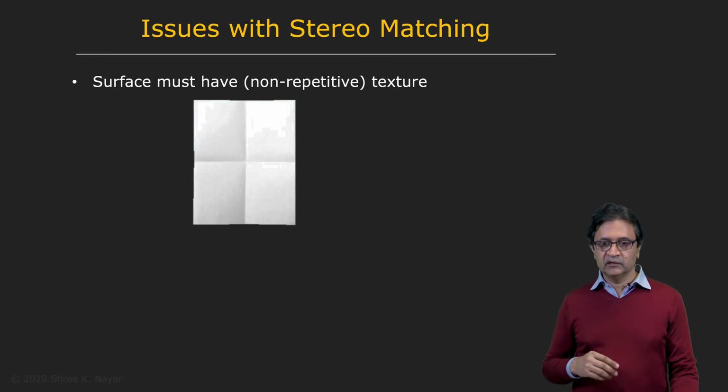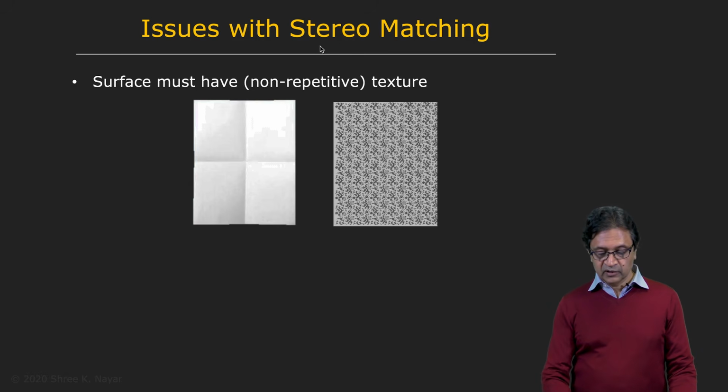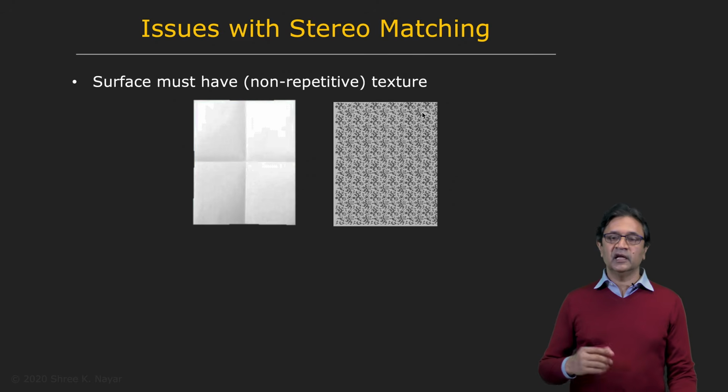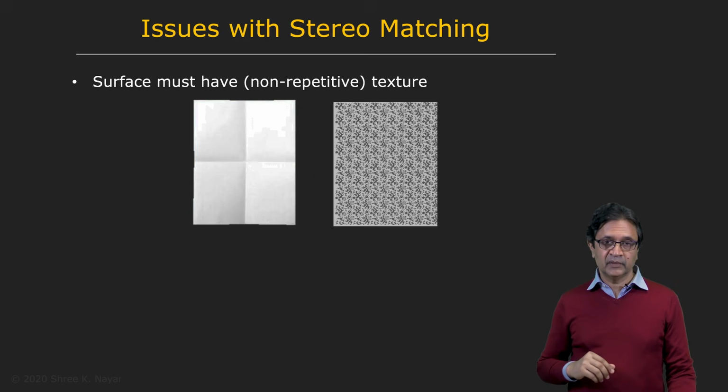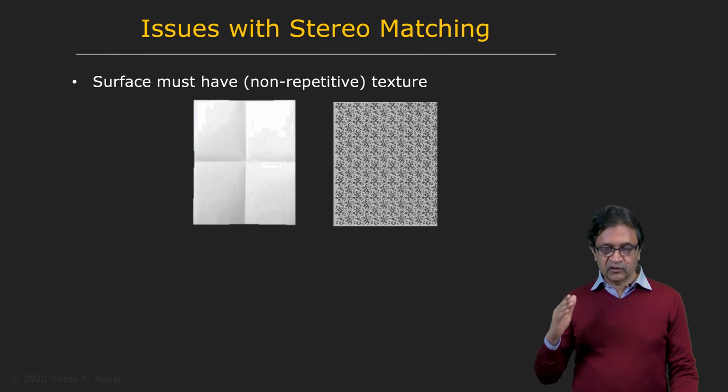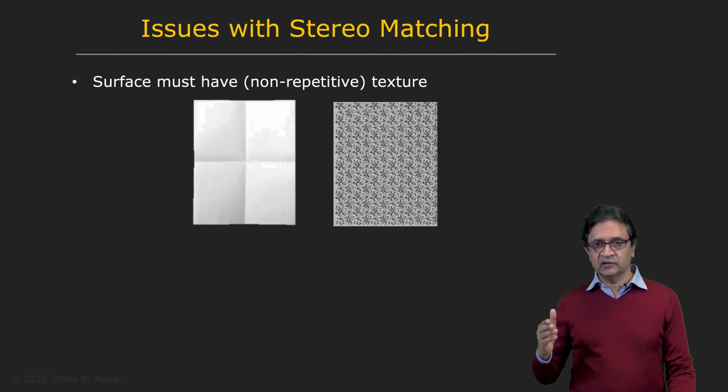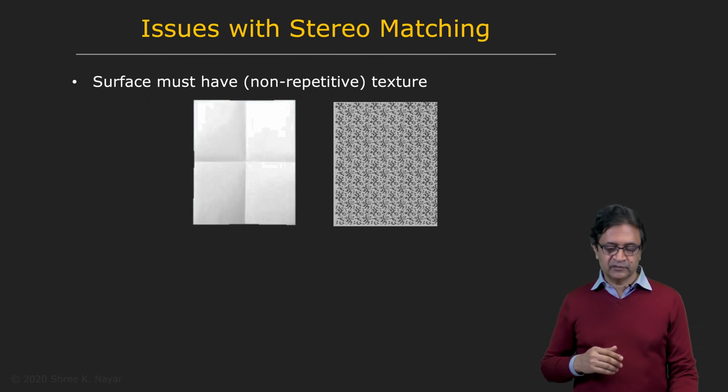And this texture itself should not be repetitive. So here you have a repetitive pattern. What that does is that if you take a little window here, that little window is identical to many other windows in the same scene. And therefore, when you take a little patch in your left image, you're going to get multiple matches in the right image where they're all going to be perfectly good matches. So you're better off with surfaces that have texture, where the texture is non-repetitive.